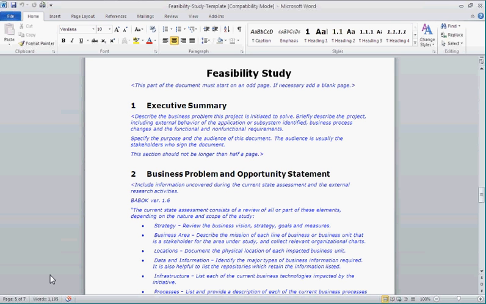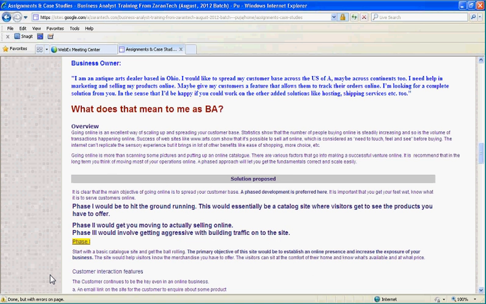So I know you've understood this section. Now let's go to our case study 1. Now read through this, and then we'll go back to our document, and you tell me how to fill that out.